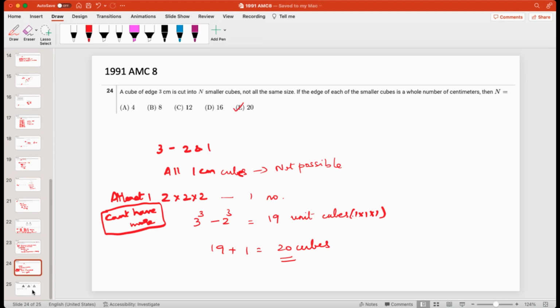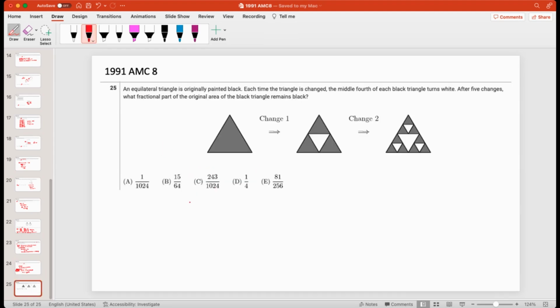Going to the next question. An equilateral triangle is originally painted black. Each time the triangle is changed, the middle fourth of each black triangle turns white. After 5 changes, what fractional part of the original area of the black triangle remains black? So this is 1. Now 1 by 4 has become white, so 3 by 4 is still black.